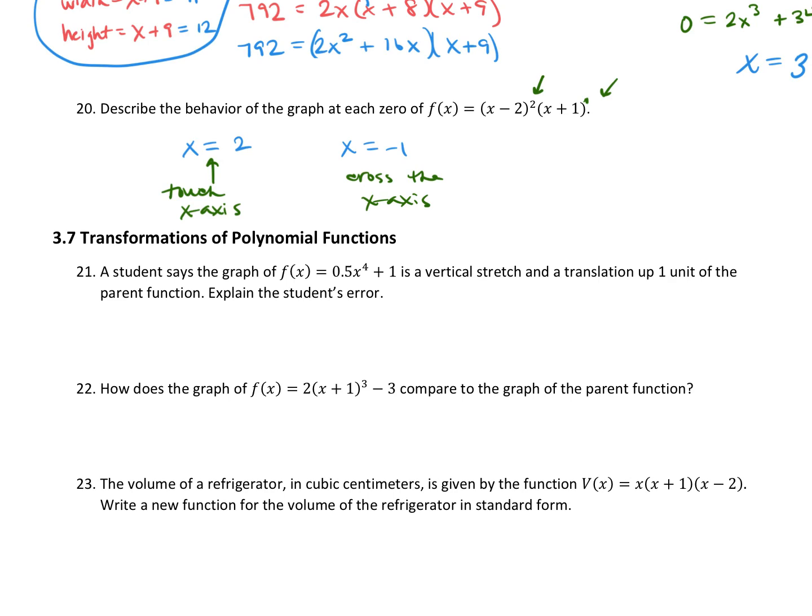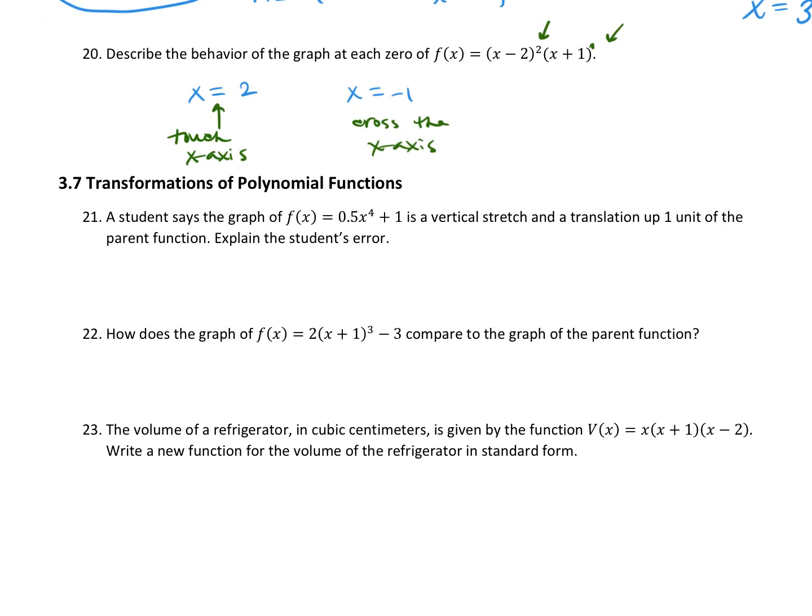All right, number 21. The student says the graph of f of x equals 0.5 x to the fourth plus 1 is a vertical stretch and a translation up 1 unit of the parent function. Explain the student's error. Well, first let's talk about this translation up 1 unit. That's this plus 1 on the end. So I think we feel good about that. Nice job. You got the vertical translation.